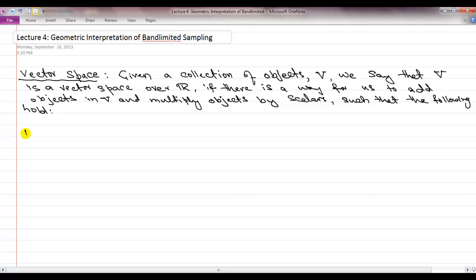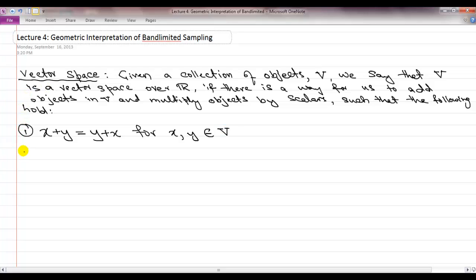So the first property is that of commutativity, which is that x plus y should be equal to y plus x for any x and y belonging to V. So something which we know for numbers, for example, that should hold for the objects too. It doesn't matter whether you add one thing to the other or the other thing to the first thing. Okay, you change the order, the answer shouldn't change.